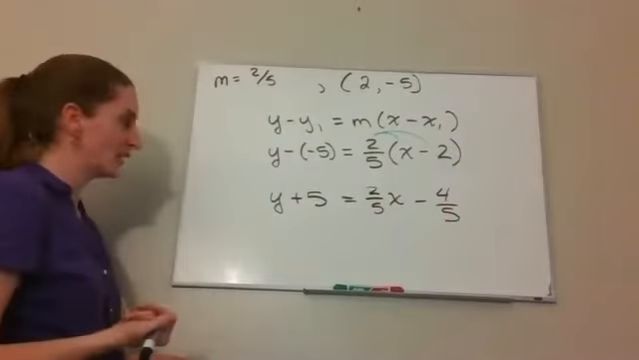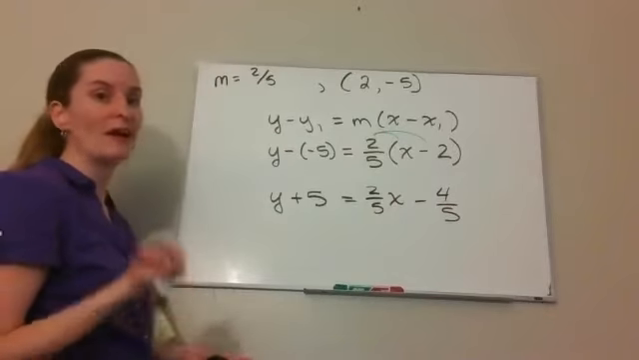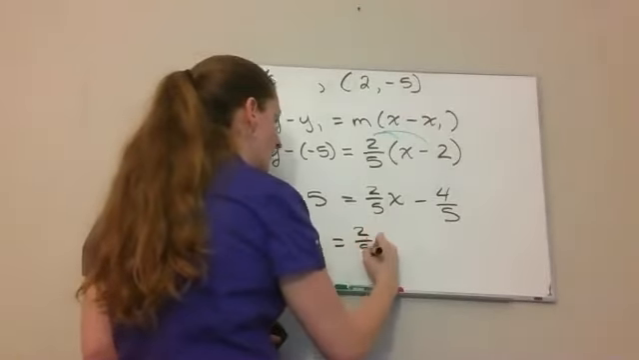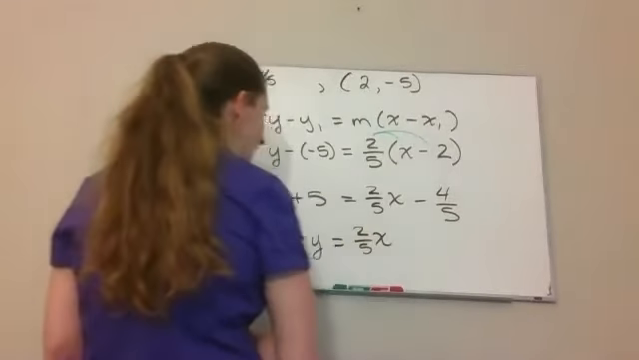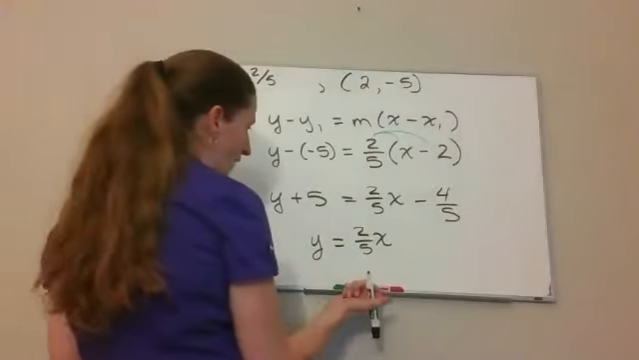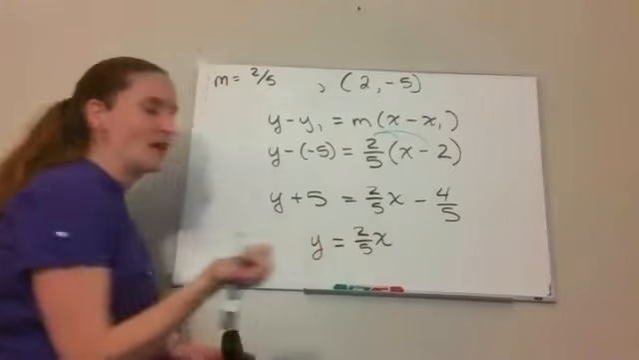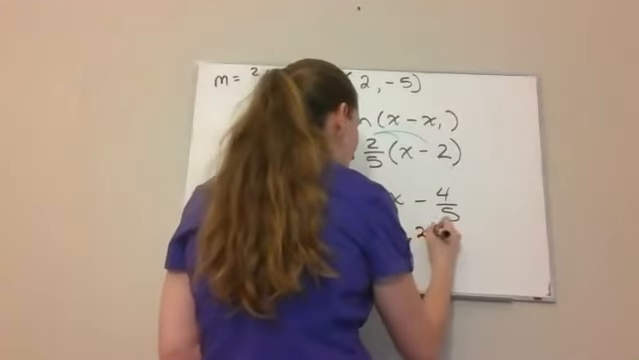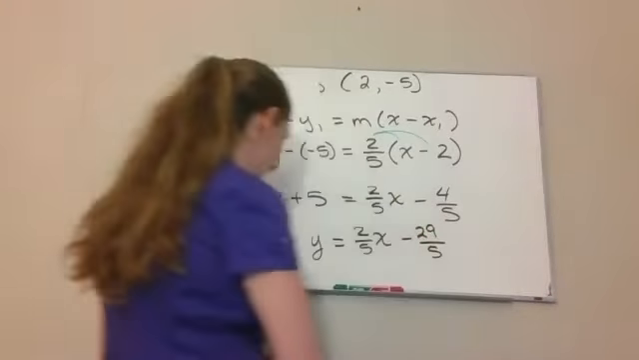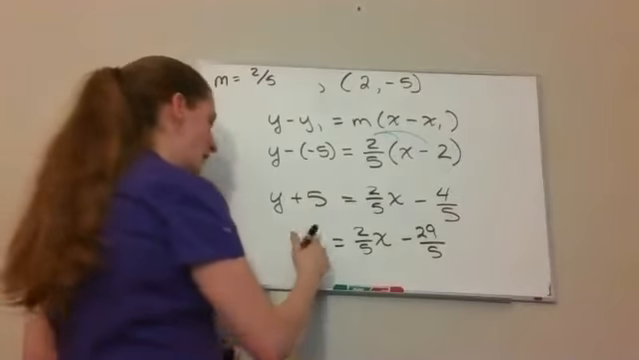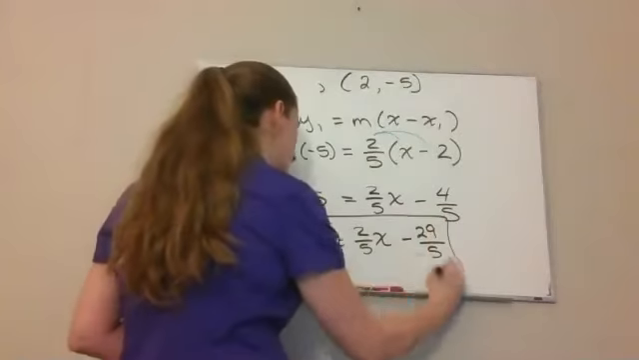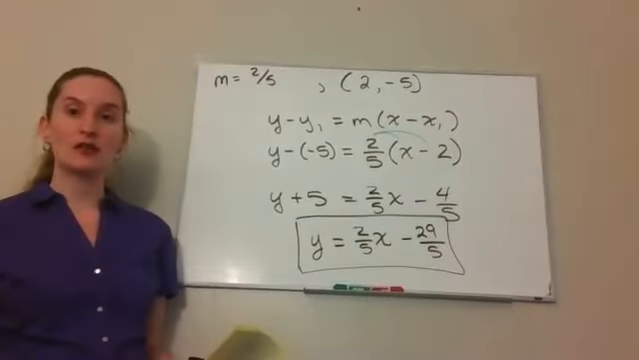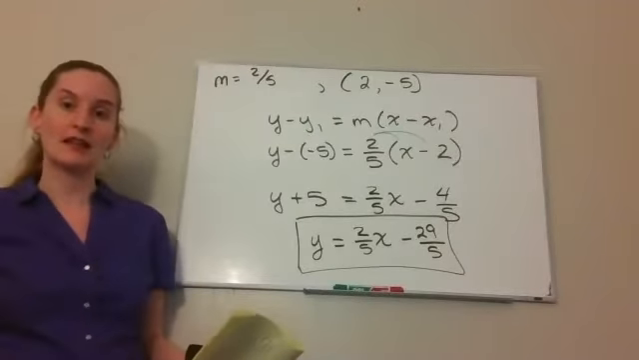So to get this completely into slope-intercept form, I just have to subtract 5. And I'll get y equals 2/5 x minus 4/5 and minus 5. Well, minus 5 is the same thing as -25/5. So putting it all together, I have -29/5 for my y-intercept. There we go. So that is how you use the point slope form to write the equation of a line.